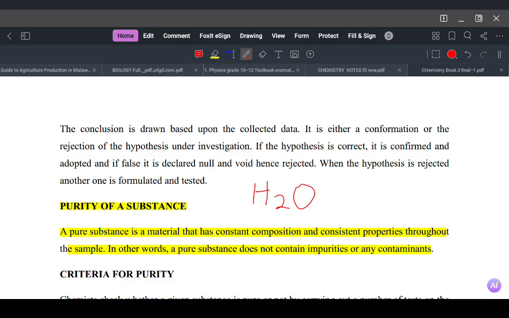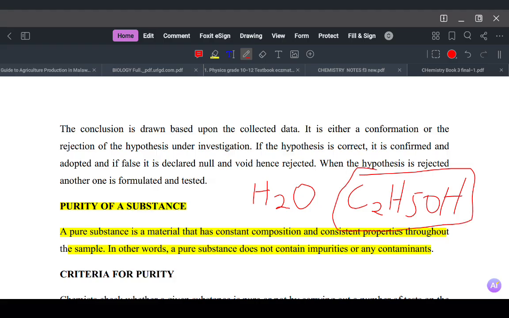All right, another pure substance is ethanol. If we have ethanol, C2H5OH only in a container without anything else in it, then we have pure ethanol. So pure ethanol is one which does not contain anything in it except the ethanol molecules themselves. All right, that's what it means by a pure substance.